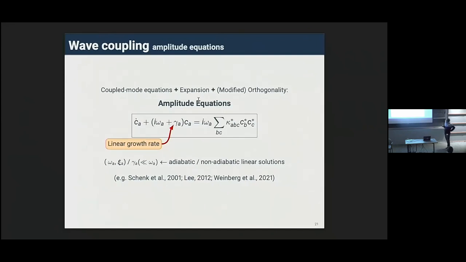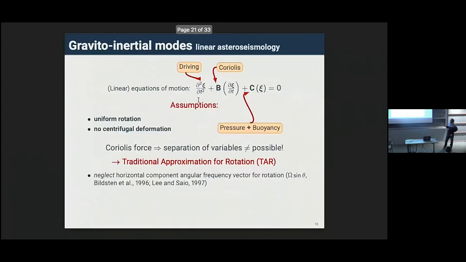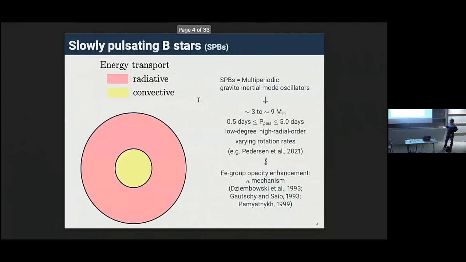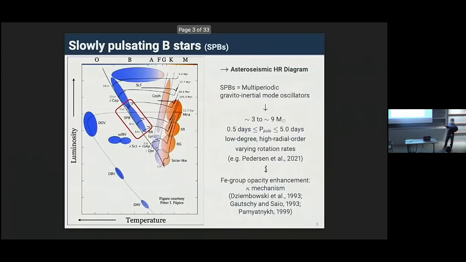Well, you're just talking about the excitation mechanism. Oh, that's the kappa mechanism that I talked about all the way at the first slide, I think. The kappa mechanism is the typical heat engine mechanism that we find in these slowly pulsating B stars.